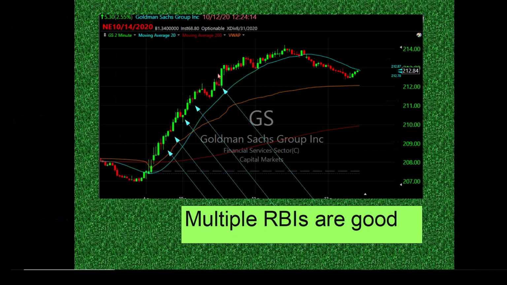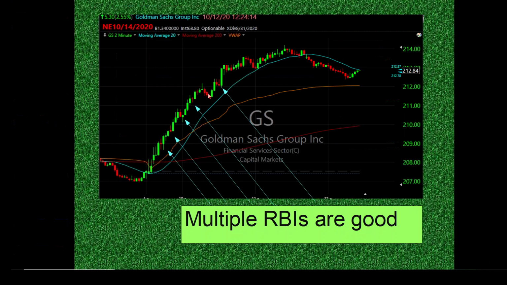And then here, this is a little pullback. It probably broke through the 8. Imagine the 8's going. If this is a 20, the 8 has got to be about halfway and a little less. The 8 would be right through here. This broke the 8. The 8 would continue like that. It pulls back.